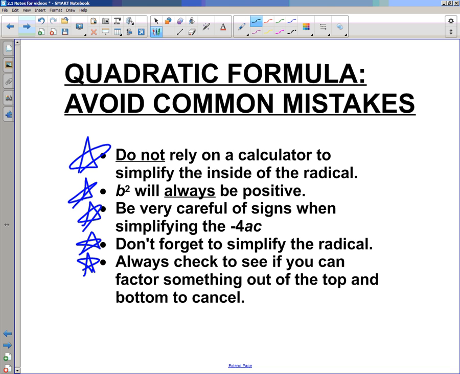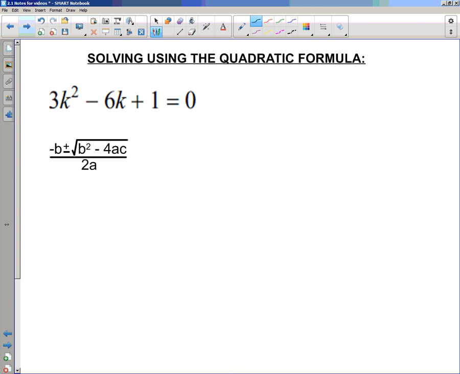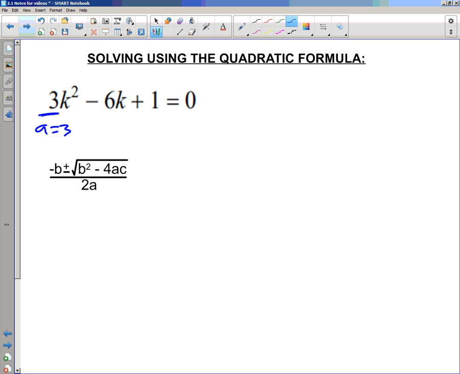So let's jump right into it here with some examples. So we've got a quadratic equation. This one's already in the correct form. We've got our squared term, then our linear term, and our constant, and it is already equal to 0. So I'm going to go ahead and note the values of a, b, and c. A is going to be 3. We've got a b value of negative 6, and c is going to be positive 1.